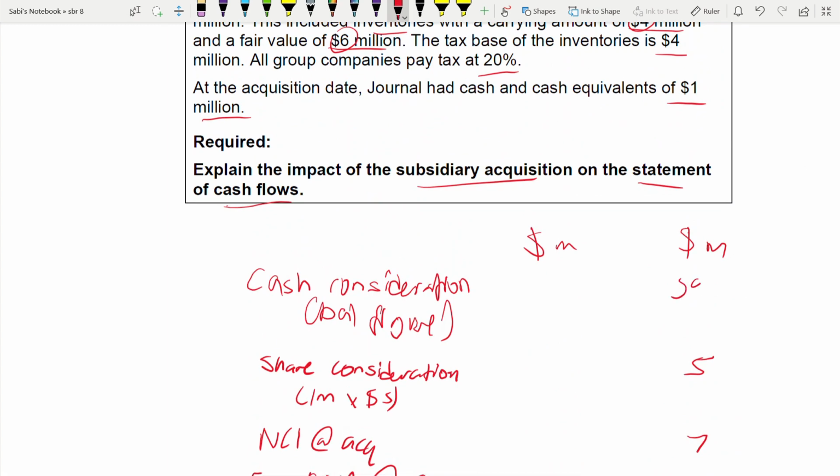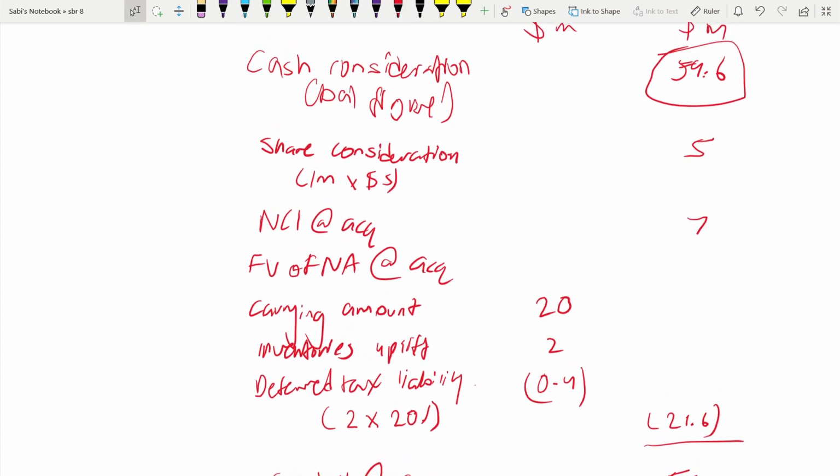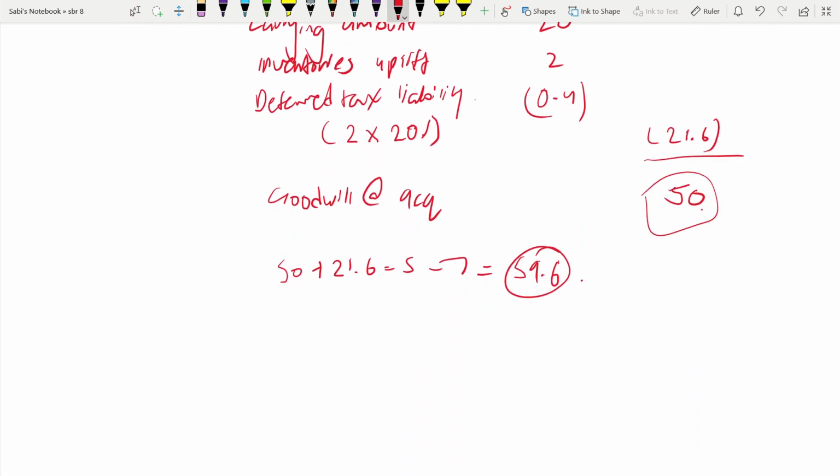which will go here. Now, if you want to be sure whether this is correct or not, do the reverse calculation again. 59.6 plus 5 plus 7 minus 21.6. The goodwill you have to get is 50. So if you are getting the goodwill 50, that means that the cash consideration is right.